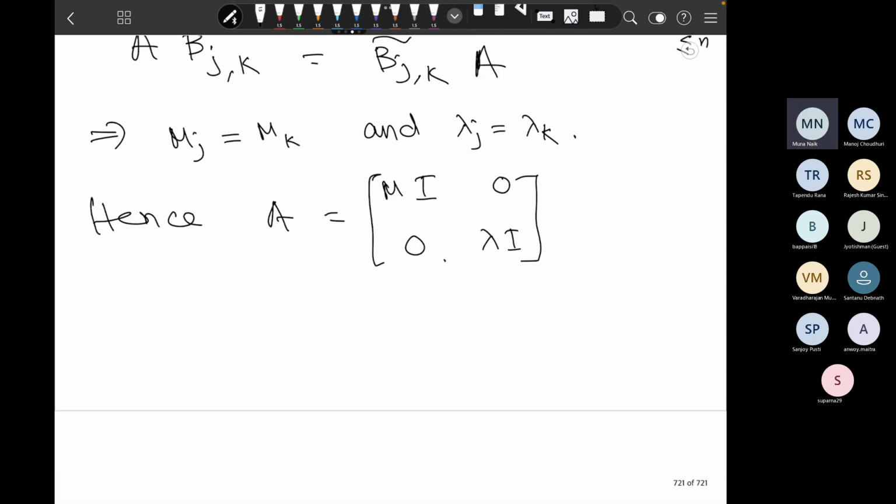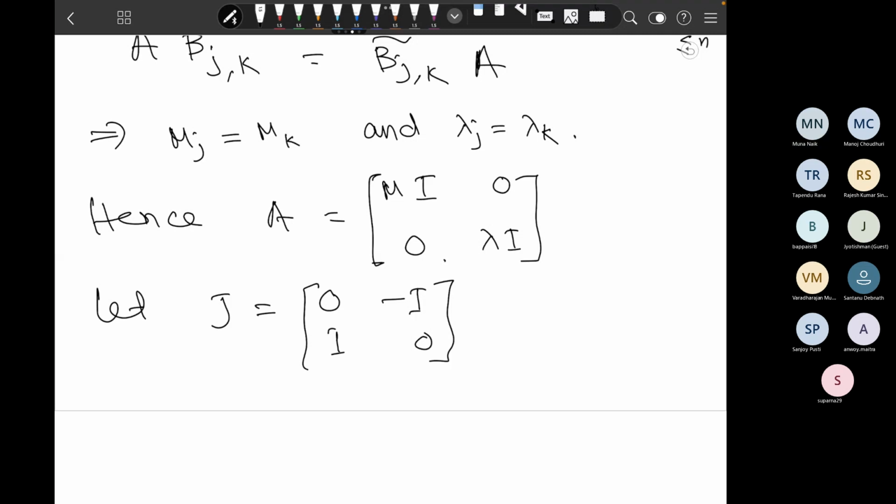Now I have to show this mu is equal to lambda. So let J be equal to 0 I minus I 0. This is the standard complex structure on R^{2n}, and minus J actually defines this Sp(2n,R). I have also told you on some occasion that this J belongs to Sp(2n,R). That is also easy to see if you have forgotten, because J square is equal to minus identity and J transpose is equal to minus J.